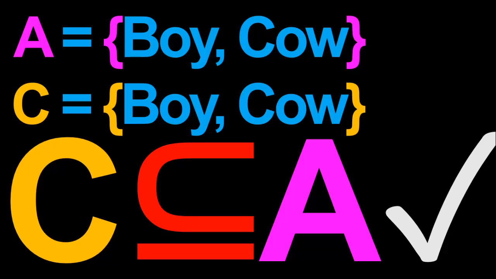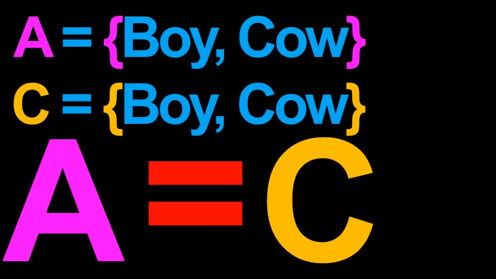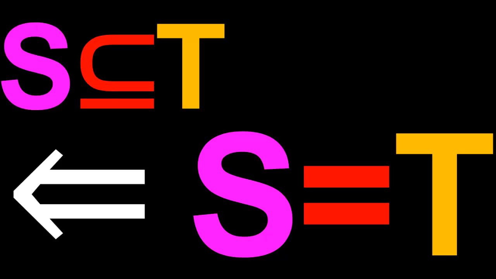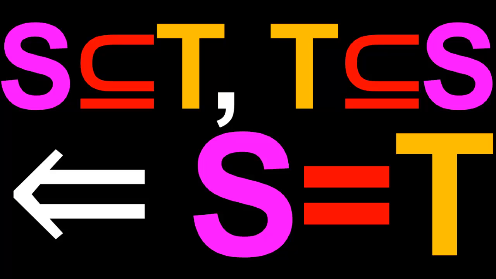Indeed, you've probably noticed that C is in fact the same set as A. And in general, it's going to turn out that if we are given any two sets, S and T, if S is the same set as T, then what we're going to have is that S is a subset of T, and also T is a subset of S.